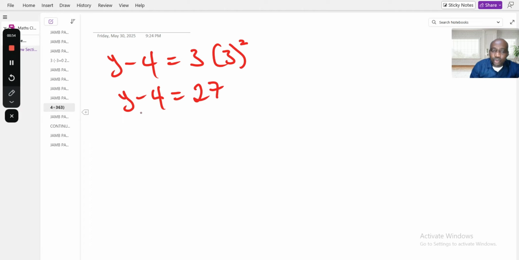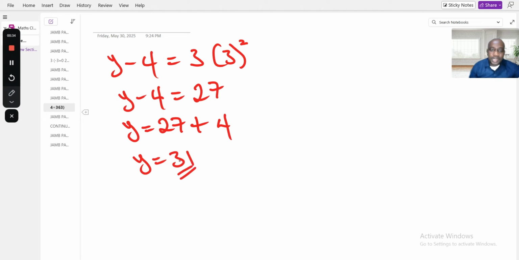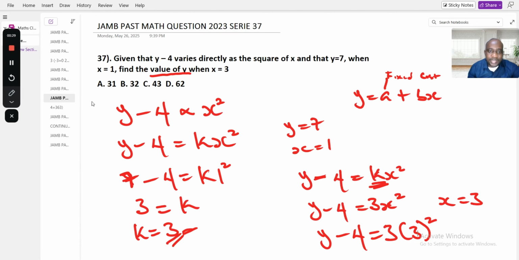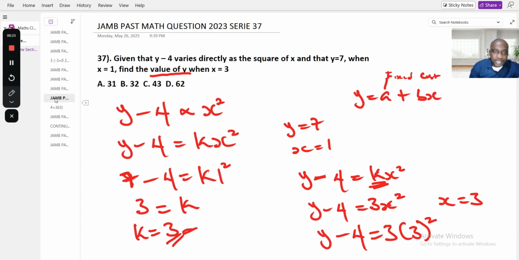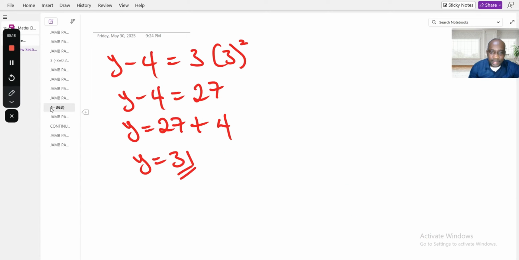Therefore, we are going to collect like terms here. This minus 4 will jump to go and meet its brother. Therefore, y equals 27. We have minus behind the 4. By the time it jumps across the equals sign, it's going to change to plus. Therefore, y is equal to 31. Let's check if we have our answer there. Our y is 31. Do we have 31 there? Yes, A. Our final answer is A.